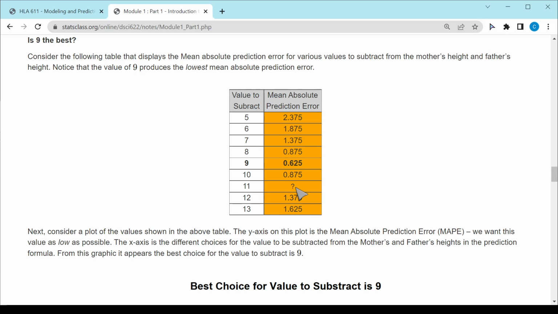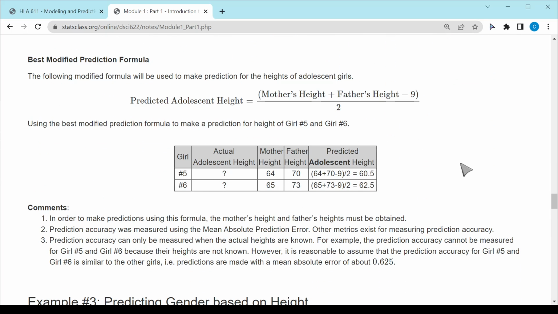In this table, I left the 11 blank here. I'm going to leave that for an exercise for you at the end of the notes here. So the best modified prediction formula to use is, again, using the quantity of 9 in there. So now let's use this modified equation for the adolescent height for the 2 girls that I was interested in predicting. So again, if I use the mother height and father height for each of these, and then I'm subtracting 9 here, I'm going to predict the height of girl number 5 to be about 60.5 inches, and girl number 6 to be about 62.5 inches.